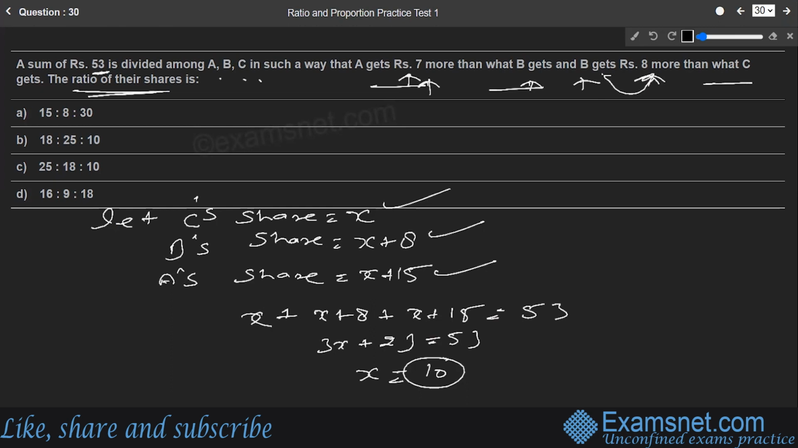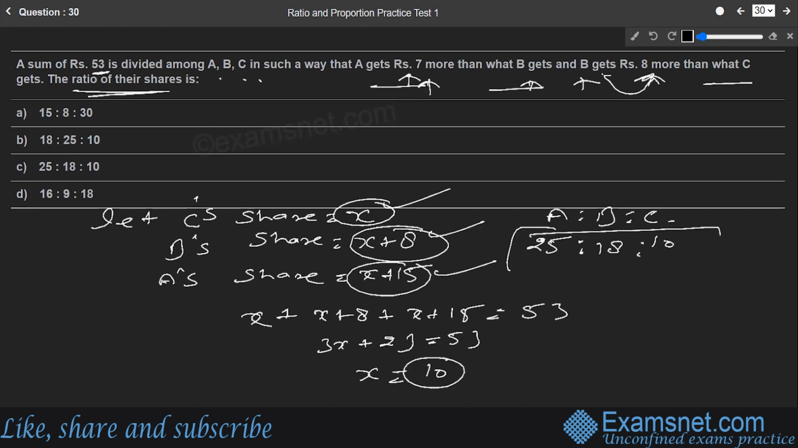So let us find out each one's share, A is to B is to C. A's part is x plus 15, so 10 plus 15 is 25, is to B's part, which is x plus 8, so 10 plus 8 is 18. C's part is x, so the value is 10. So this should be the ratio, 25 is to 18 is to 10, which is available in option number C. So it becomes the right answer for us.